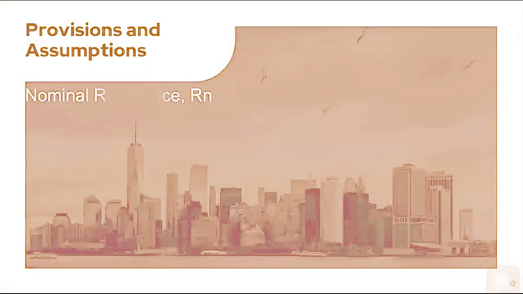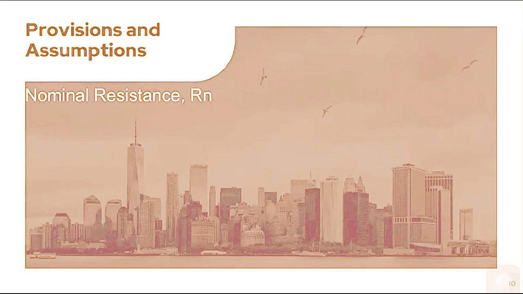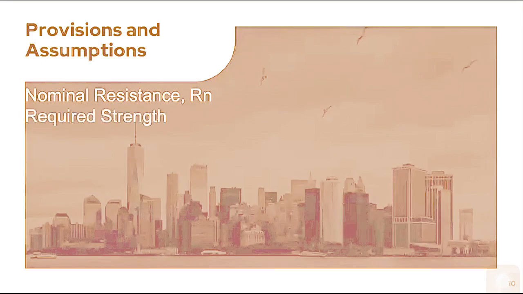Also, in doing so, we have what we call the nominal resistance. This nominal resistance implies that the resistance is a computed value based on the specified concrete and steel strengths, and also the dimensions of the cross section of your structure. The required strength is the combination of all the factored forces.